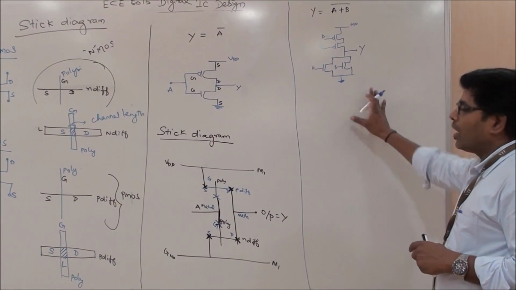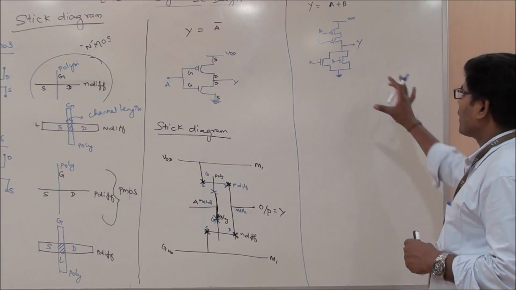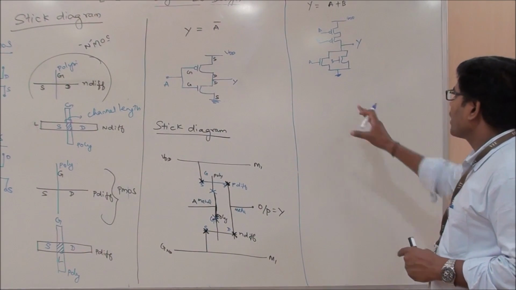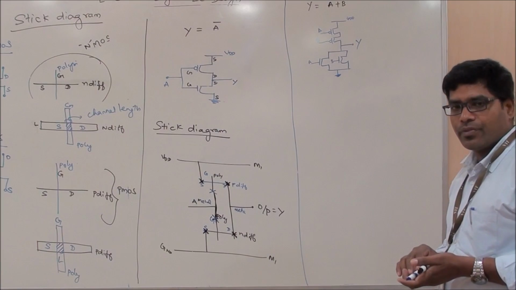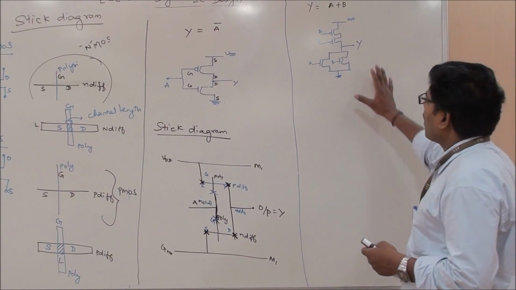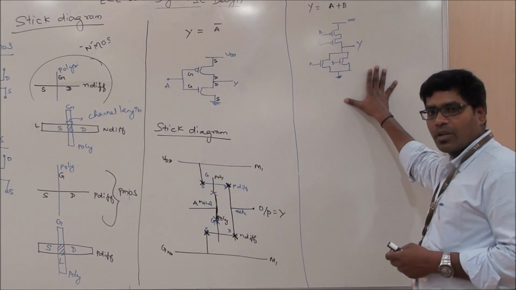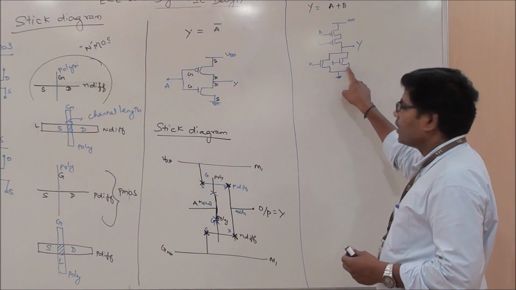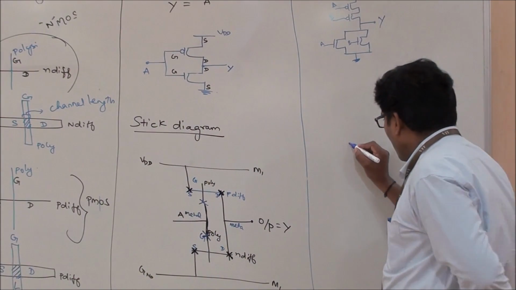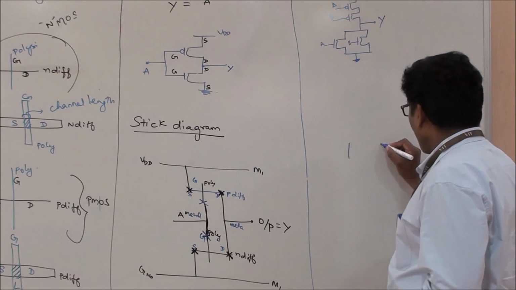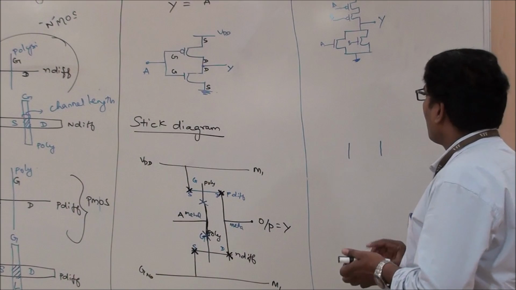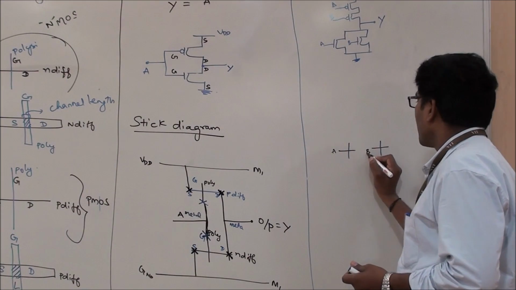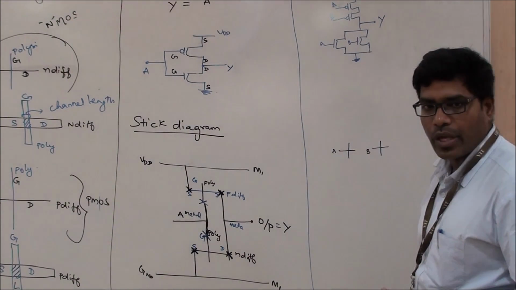Now, if I want to draw a stick diagram for this, I can draw it something like this. A very rough, unoptimized way of drawing the stick diagram for this particular schematic: you can very easily understand that these two are my NMOS. So, one N diffusion, another N diffusion. Over that I put a polyline. So let this be A, let this be B. This is typically the same as two NMOS transistors.